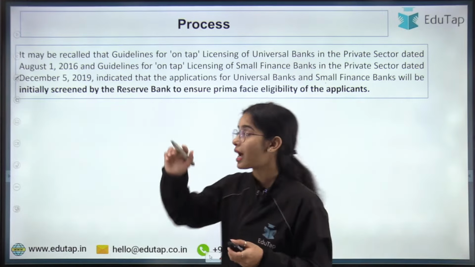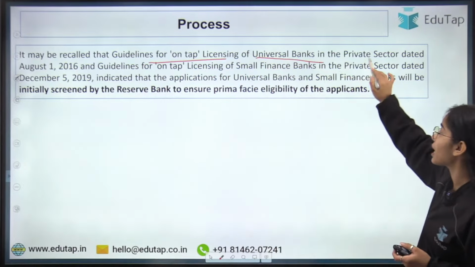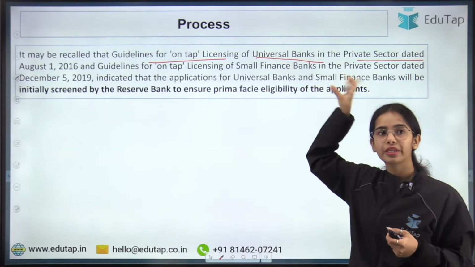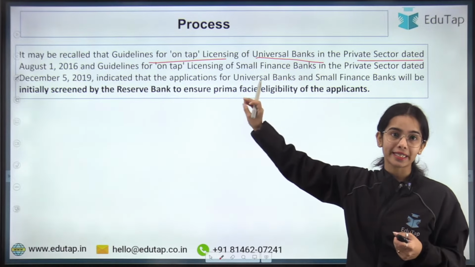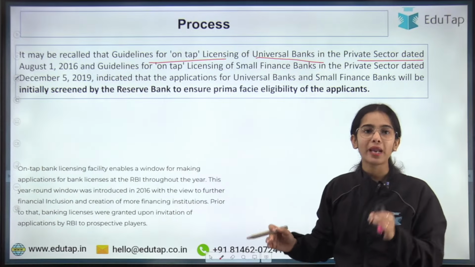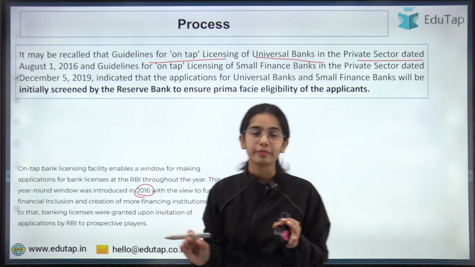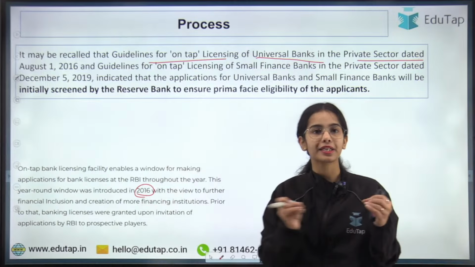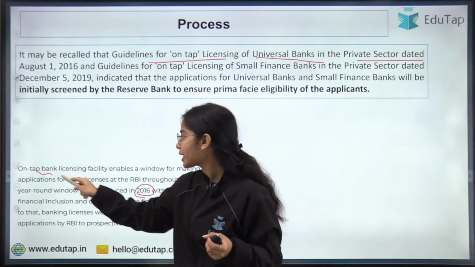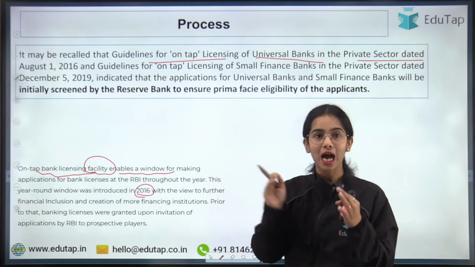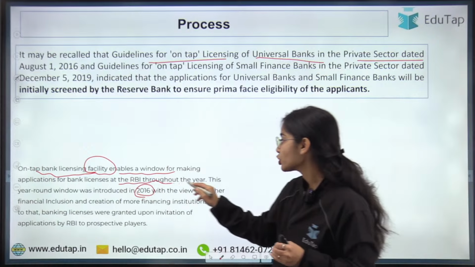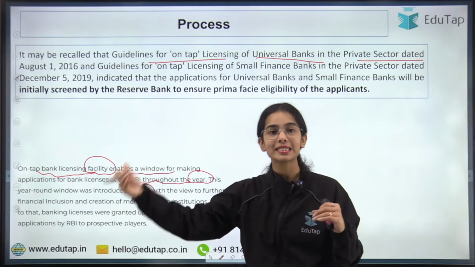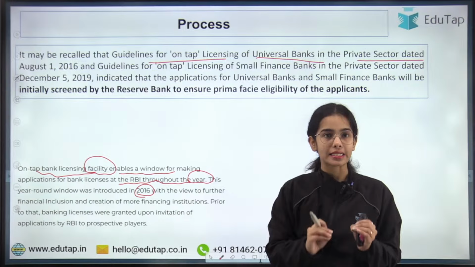Let me tell you that as per the guidelines for on-tap licensing of universal banks in the private sector dated 2016, and the guidelines for on-tap licensing for small finance banks dated 2019, first of all, what is on-tap licensing? On-tap licensing was introduced in 2016 by the RBI. This is like continuous licensing, where entities can send applications to the RBI. The on-tap bank licensing facility enables a window for making applications for bank licenses at the RBI throughout the year. That is, throughout the year, different individuals or entities can send the application for getting bank licenses from the RBI.